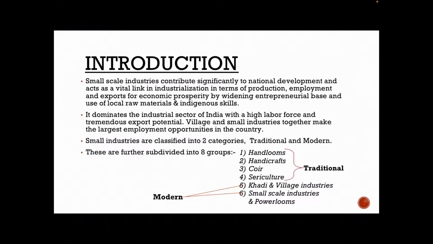the technology that our grandparents used to use, or our parents, or their parents. So these are aged, not really up to the times, and will take more time, more effort to use, and it's more labor intensive. So that's when we say it's traditional, whereas modern uses more technological assets. Now, traditional are handlooms, handicrafts, coir, sericulture. These 4 are traditional, whereas khadi and village industries, small-scale industries, and power looms are modern.